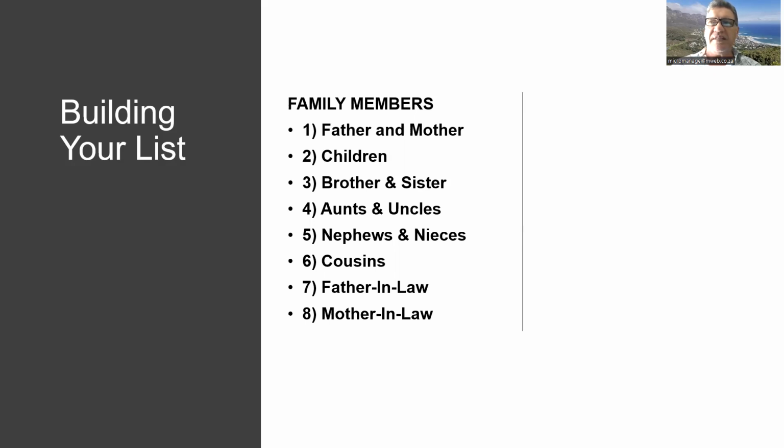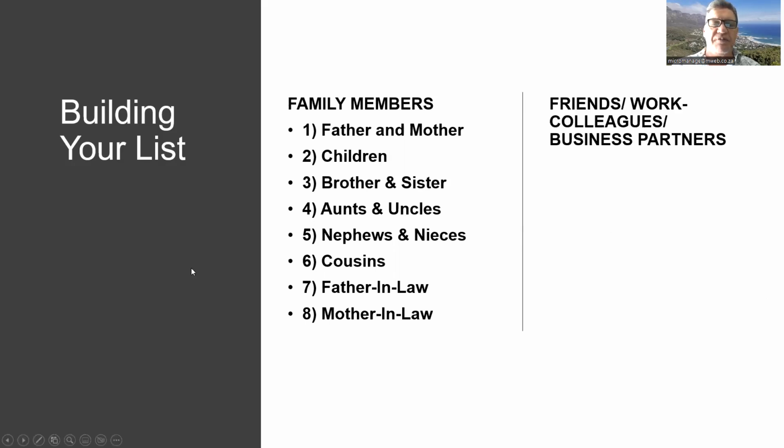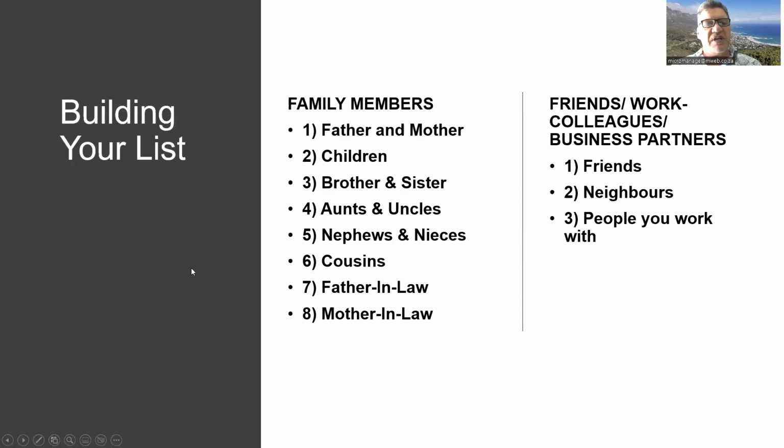Then you go to your next list, which is your friends, the people you work with, people you associate yourself with, going to pubs with or entertain with. Sporting college, people you play rugby with, tennis, you name it. That is your secondary list.